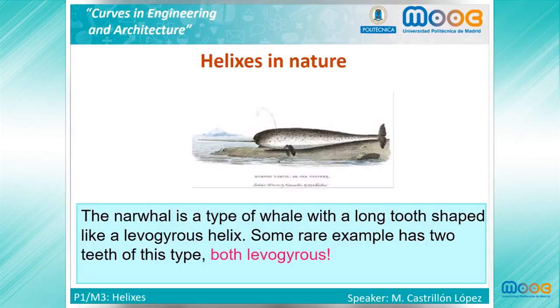We finish this video with two curiosities. The first one comes from nature. The narwhal is a type of whale with a long tooth shaped like a levogyrous helix. Some rare specimens have two teeth of this type, both levogyrous. That fact breaks the principle of symmetry in nature.